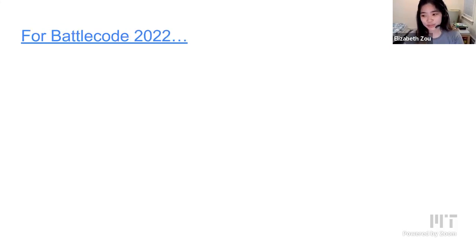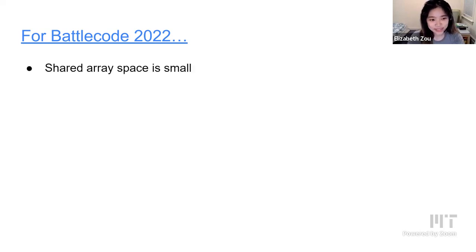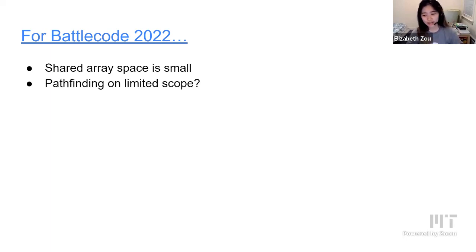So for Battlecode 2022, we're telling you about this distributed algorithm because it's cool. And then here are some things you might actually be able to do with this. Because the shared array space this year is very small compared to some of the previous years, you might be able to do pathfinding on a limited scope. For example, as Gaurav mentioned, if you want to do pathfinding in a local area, or find the most efficient way to get from point A to point B within a 10 by 10 grid, then that might be able to fit within the shared array space.